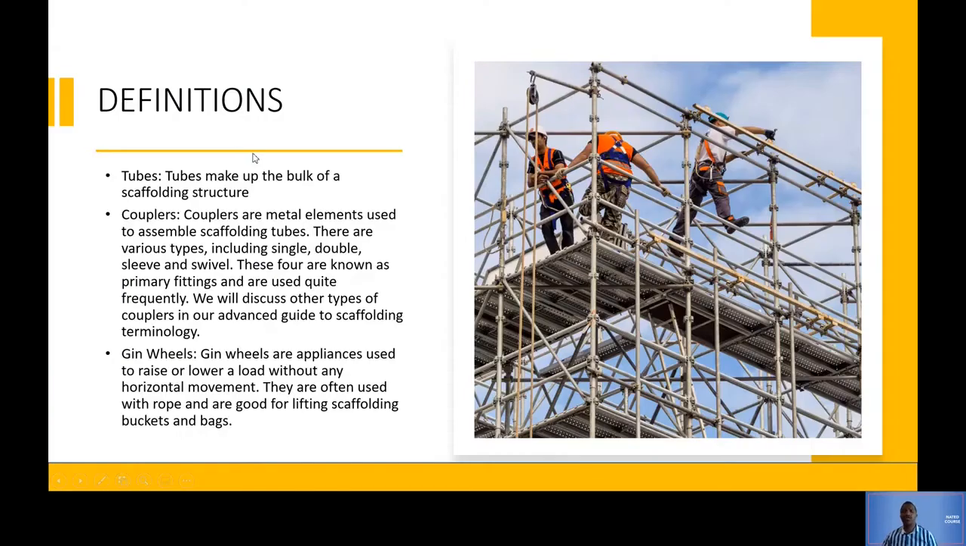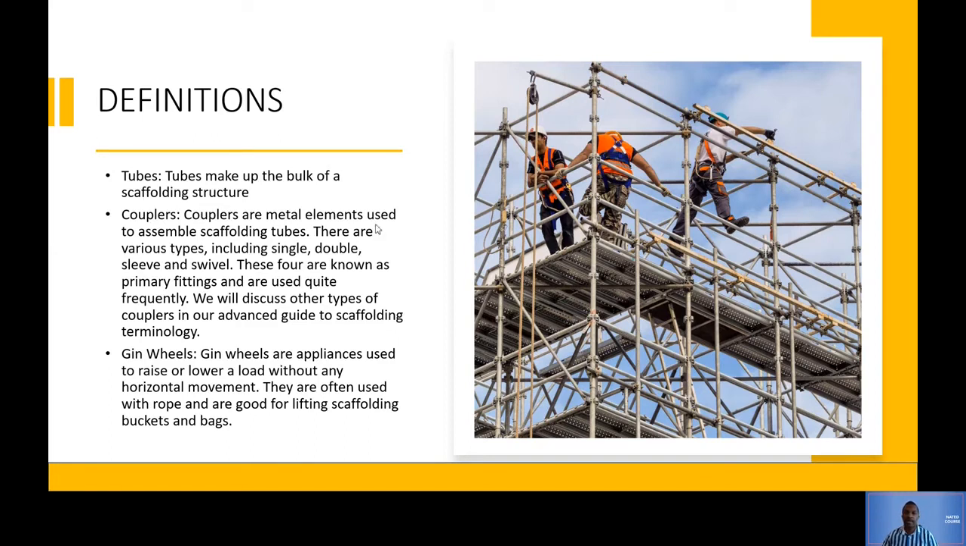Okay, so first of all, this is just to name the members that are found in a scaffold. The first one is tubes. Tubes make up the bulk of a scaffolding structure. So tubes would be the members, as you can see, they're shaped in a tubular shape. They are circular, so those are the tubes.